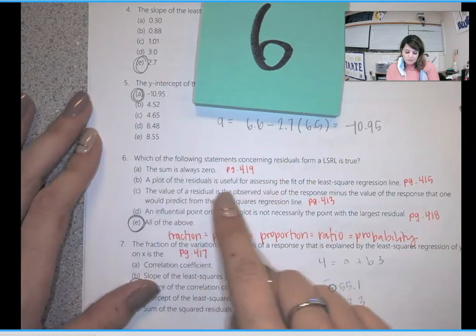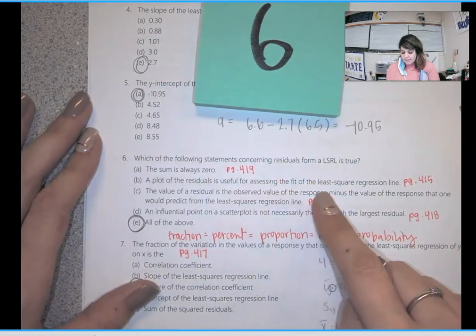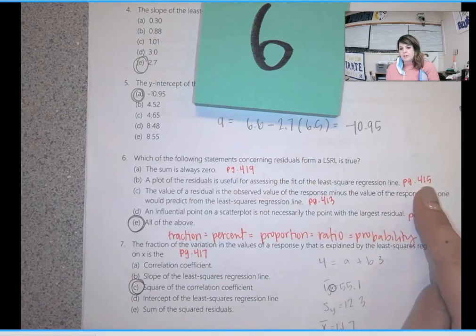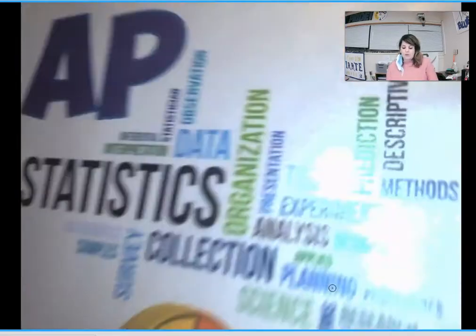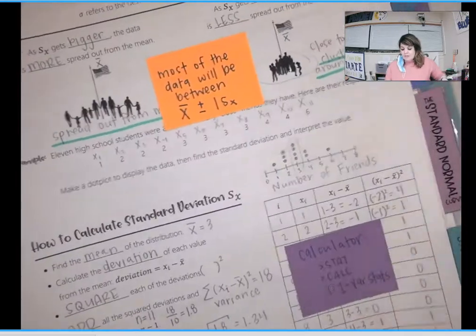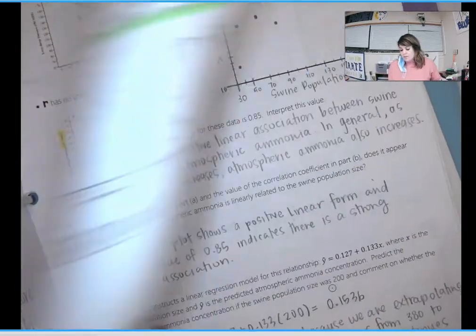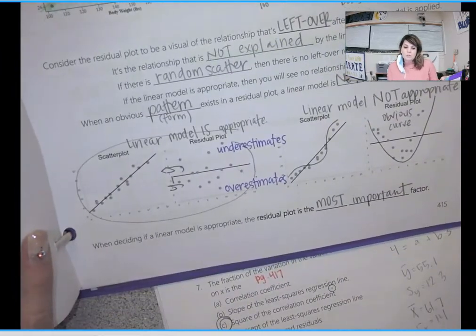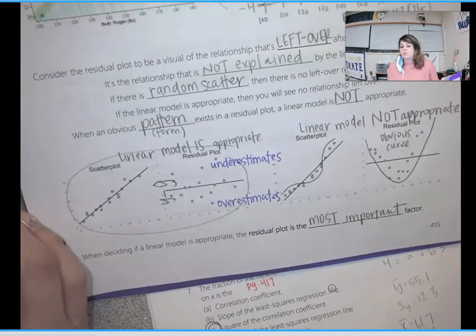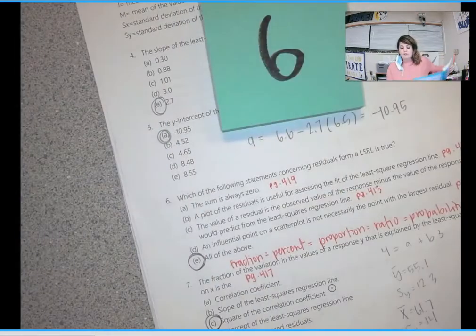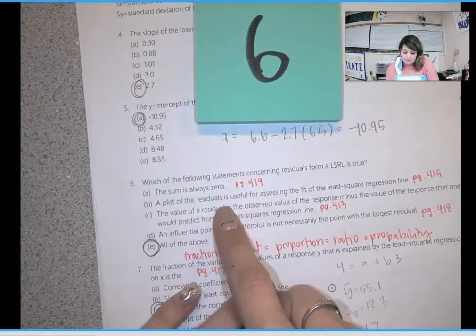So a plot of residuals is useful for assessing the fit of the least squares regression line. On page 415 in our notes, it tells us that it's actually the most important thing to look at when you're assessing fit. So when deciding if a linear model is appropriate, a residual plot is the most important factor. So B is definitely true.